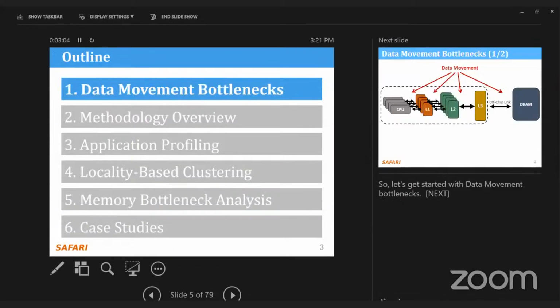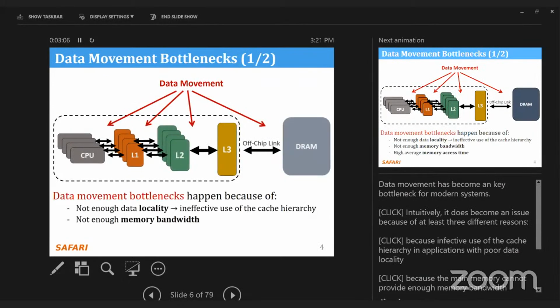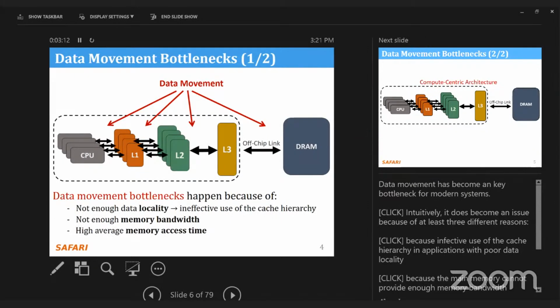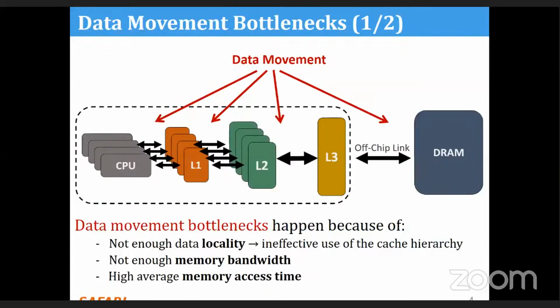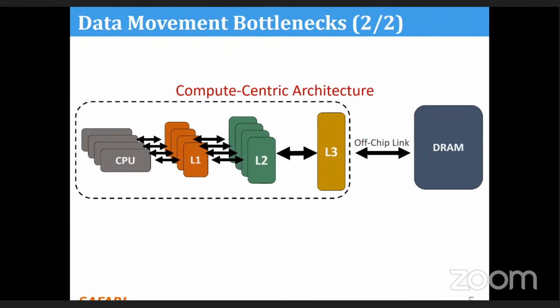So let's start with data movement bottleneck. Well, I think that we can skip this because it's essentially talking again about the fact that there is a lot of data movement in current computing systems. Yeah, so this is the data movement bottlenecks, as you already know.